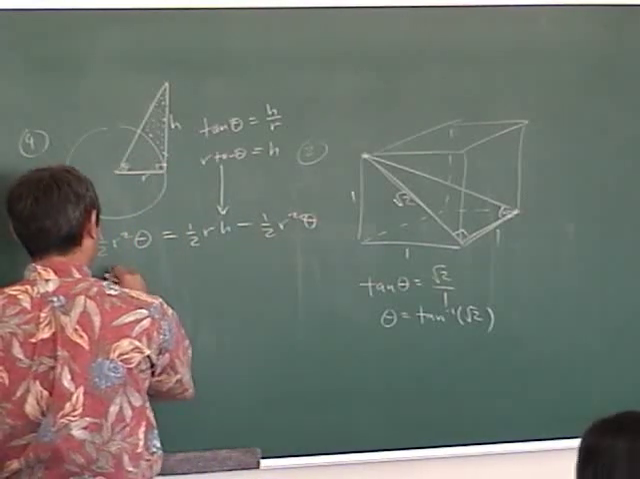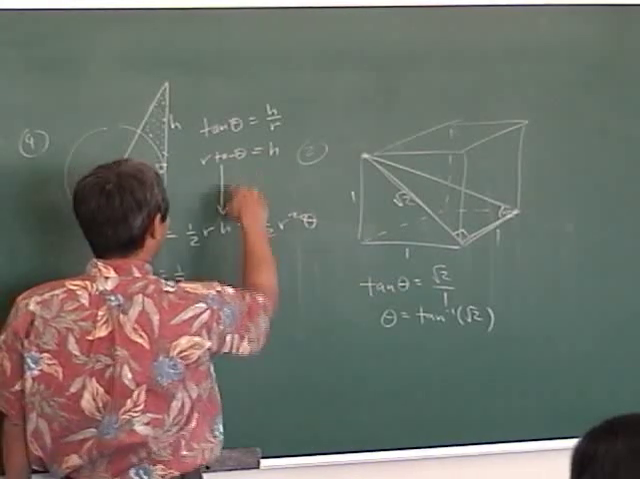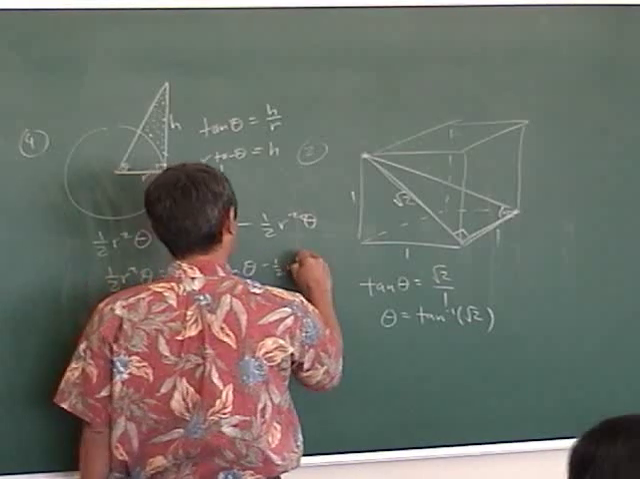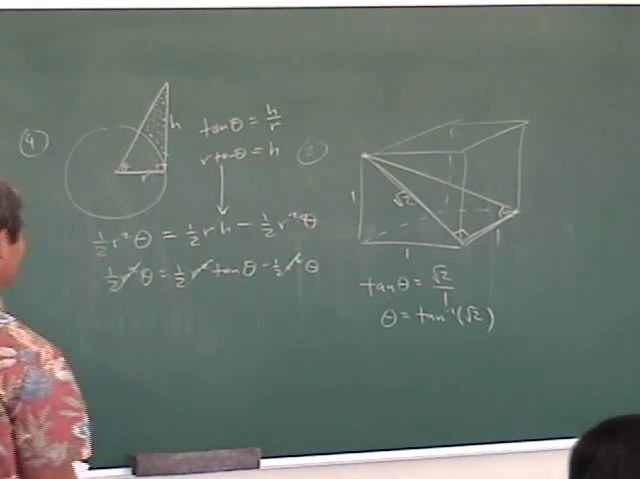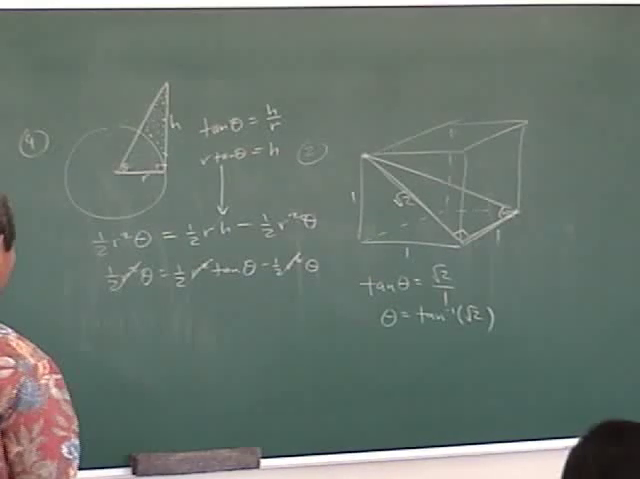So what do we have now? 1/2 r squared theta is equal to 1/2, if I plug that in, r squared tan theta minus 1/2 r squared theta. Can I divide everything by r squared? Yeah, because it doesn't matter what the radius is.